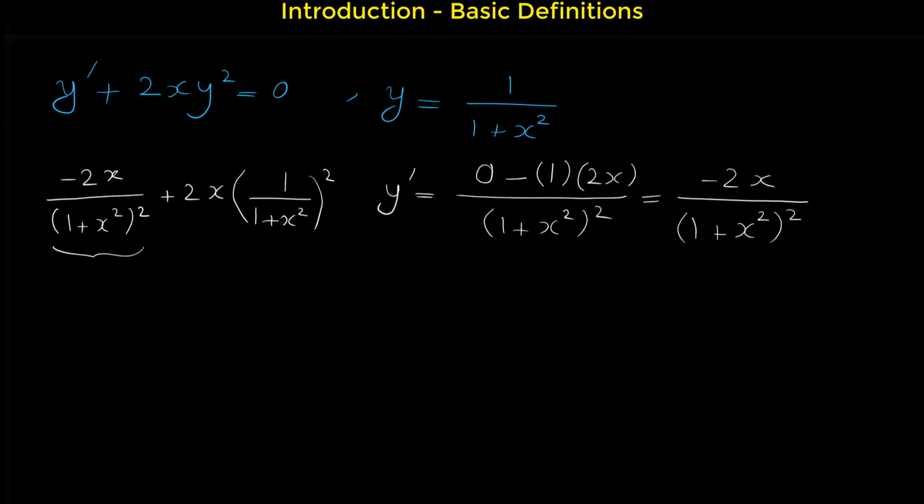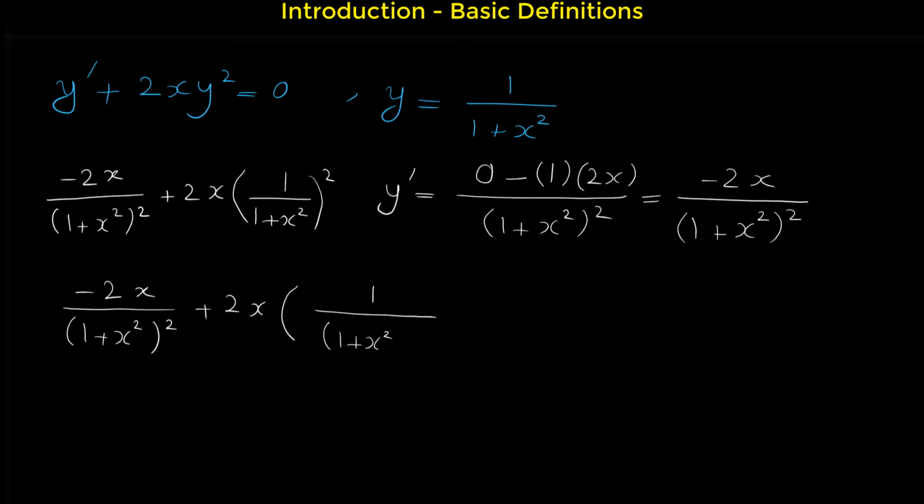If we write this again, we have negative 2x over 1 plus x squared, squared plus 2x times 1 squared, which is 1 over 1 plus x squared, squared. Note that the power 2 is for the 1, and 1 to the 2 is again 1, and the denominator squared is 1 plus x squared, squared.